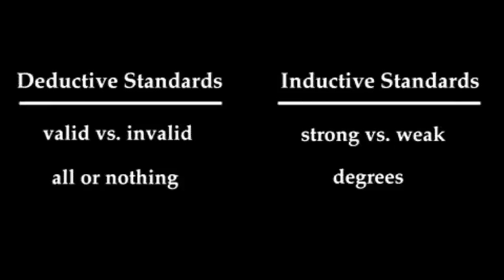Inductive strength, in contrast, comes in degrees. An argument is stronger when it gives more and better reasons for its conclusion. So an argument can be very weak when the reasons it gives for its conclusion are very weak, or it can be moderately strong when it gives moderately strong reasons for its conclusion, or it can be very strong when it gives very strong reasons for its conclusion. Since inductive strength comes in degrees, we can't simply ask whether an argument is strong. We need to ask whether it's strong enough. That depends on the context and the values at stake.